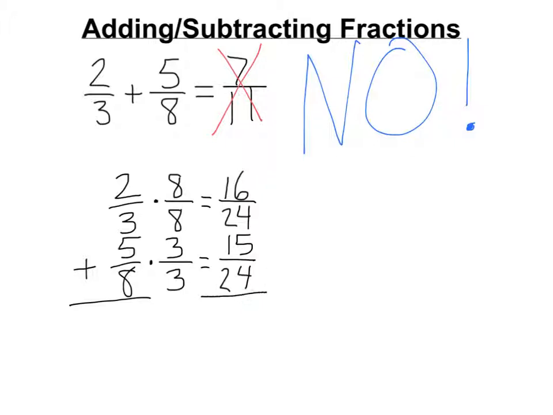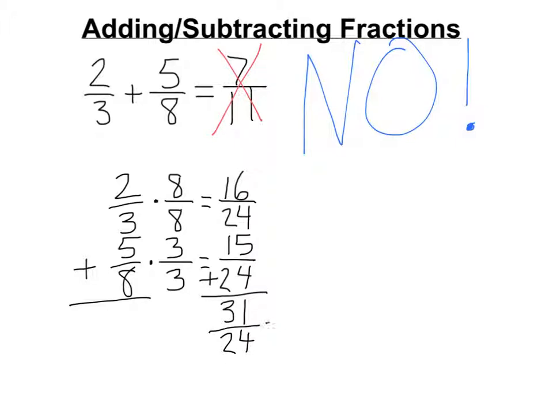So my new addition problem is 16 24ths plus 15 24ths. Add them up. 16 plus 15 is 31. What size were they? Well, these are 24ths, these are 24ths, which means altogether they're still 24ths.